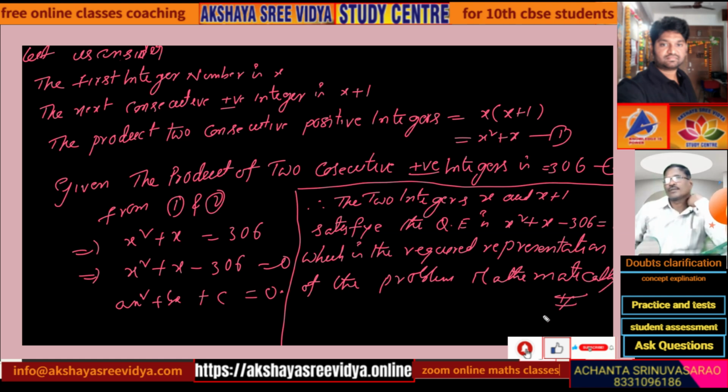Okay. The product of two consecutive integers is equal to 306. What are the consecutive integers? First one is x and the consecutive integer is x plus 1.